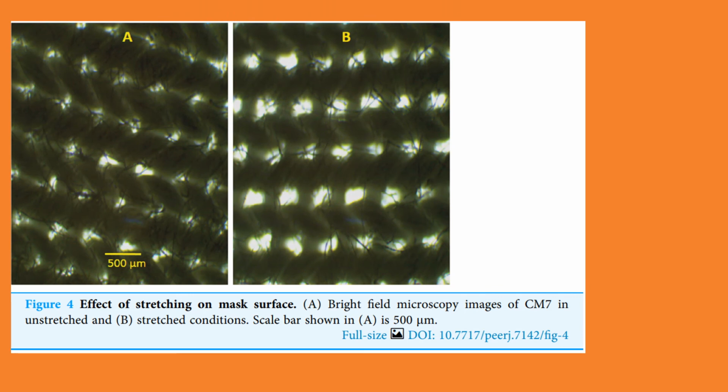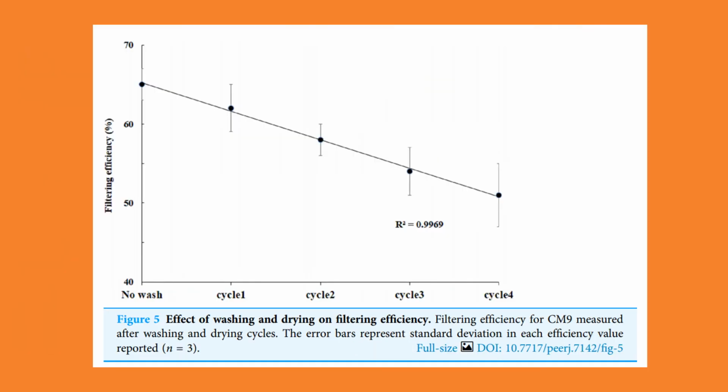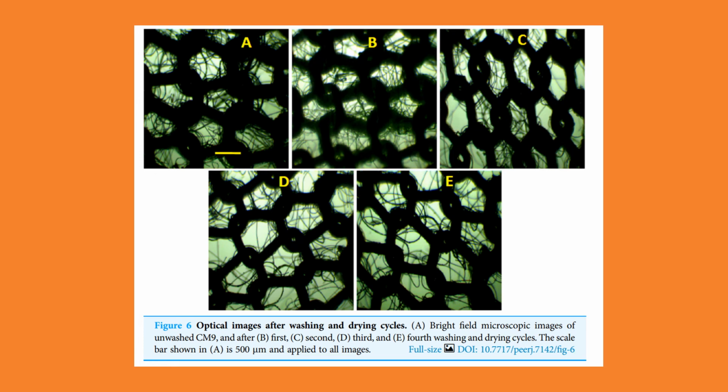Figure 4 is looking at the effect of stretching on the surface of the mask. A is an image of a mask that's not stretched. B is one that is stretched. As you can see, the pore size is larger, which means more particulate matter or particles can go through, which means it's going to reduce the effectiveness. And it's not a big surprise that the more times you wash the cloth mask, and this time they were focusing on number 9, the efficiency goes down. Similar with the washing and drying cycles, the pore size is going to expand, which is again going to decrease the effectiveness of the mask.